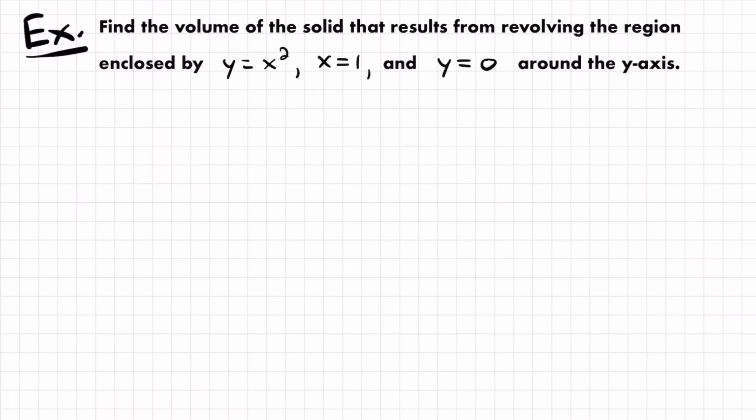All right, so for our next example, we want to find the volume of this solid that results from revolving the region enclosed by y equals x squared, x equals 1, and y equals 0 around the y-axis. Okay, so because we're revolving around the y-axis, and we're going to be using the washer method, we are going to be working in terms of y for this problem. And so the first thing that I recommend that you do is draw a picture of your region, right?